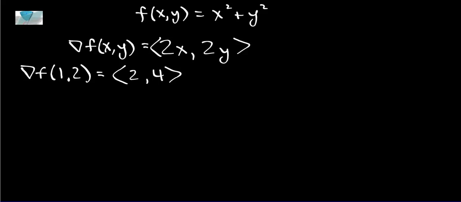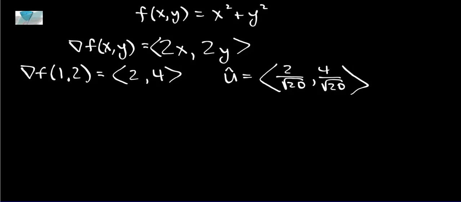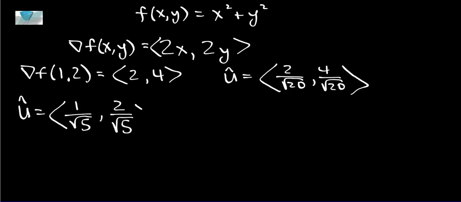Now, remember we use the unit vector in finding the directional derivative. So let me make the unit vector here. It's going to be 2 over the square root of 20 and 4 over the square root of 20, because the magnitude of this vector 2, 4 is 2 squared plus 4 squared. That's 20. And then I take the square root. And of course, this will reduce. If I reduce the radical, I'll get 1 over the square root of 5 and then 2 over the square root of 5.